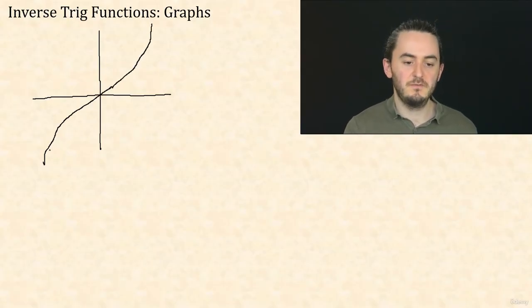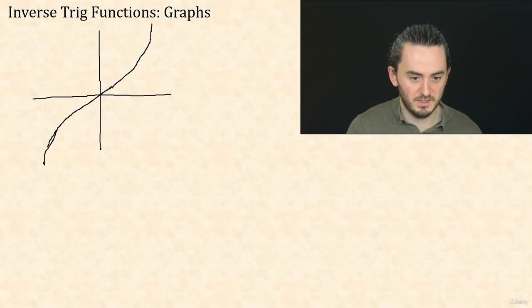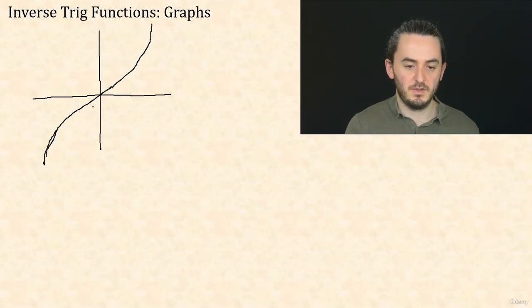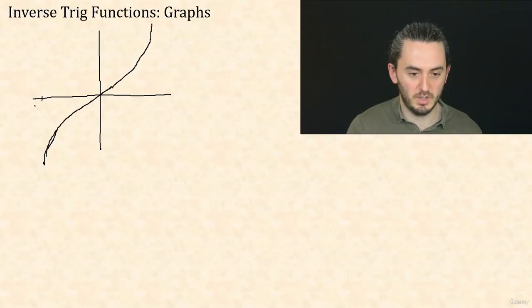Now the key features of this function, I didn't draw a particularly nice curve there, is that since the sine graph oscillates between 1 and minus 1 in the y direction, our inverse sine graph oscillates between 1 and minus 1 in the x direction. So we've got minus 1 there and 1 there. And then on our y-axis, it goes down to minus pi over 2, and it goes up to pi over 2.